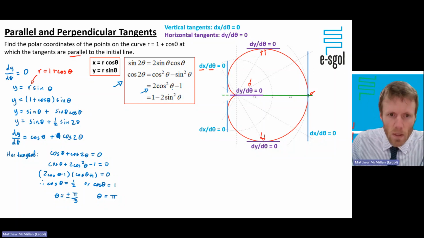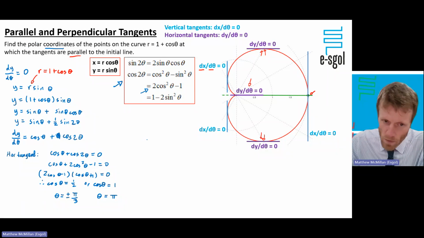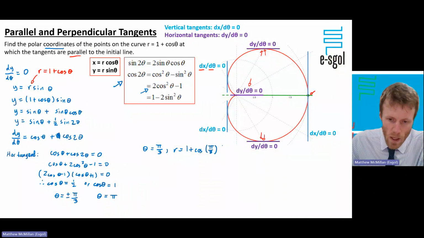Haven't quite finished because, and this would be a very common mistake, find the polar coordinates. You've only found the angle so far. So when theta is pi over 3, we want to then find r. R is 1 plus the cosine of pi over 3. And that equals 3 over 2. If we do that for all of the others, I'm not going to do it because it will take a little bit of time. We then get our coordinates.